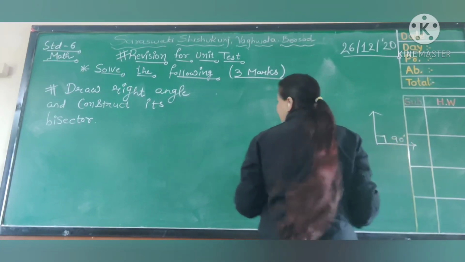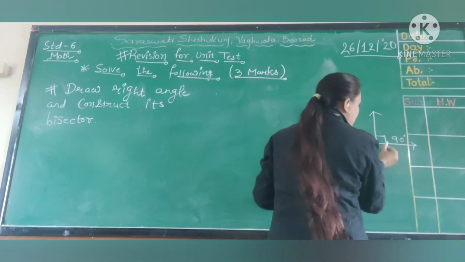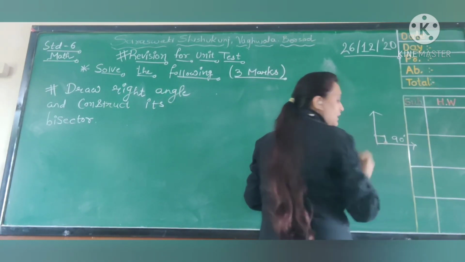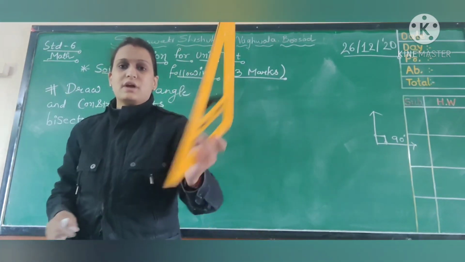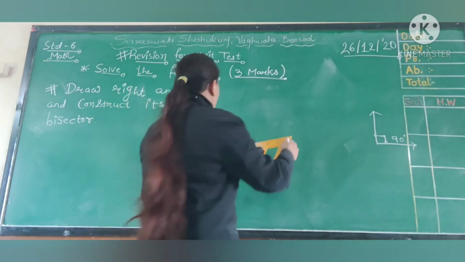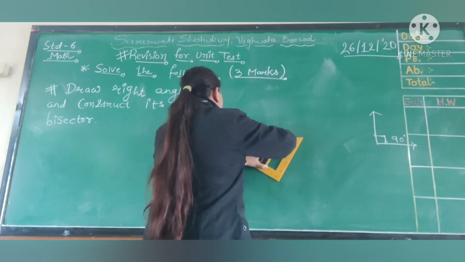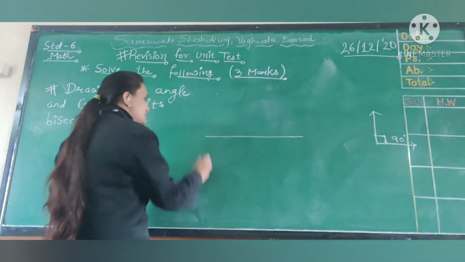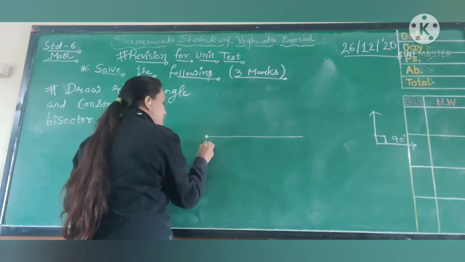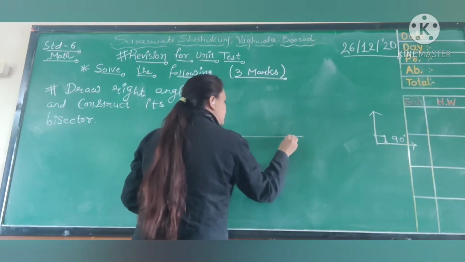After constructing a right angle, we have to draw its bisector, which means the half of the given angle. Now let us first draw the right angle. For that, first you have to make a straight line, this way. Let us give the names A and B.